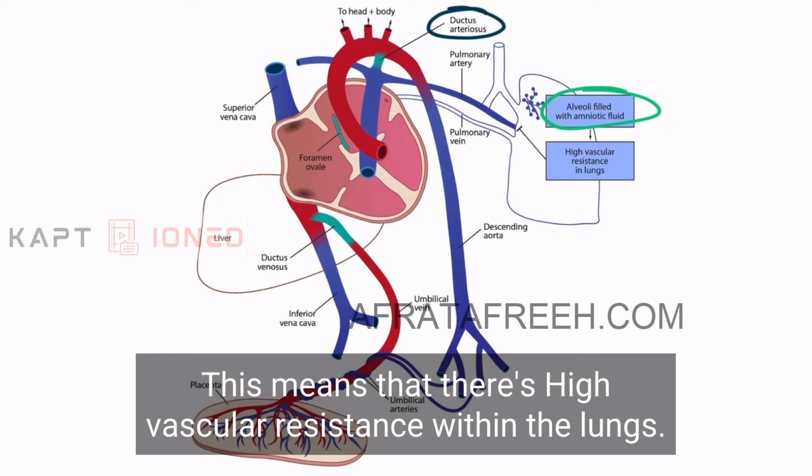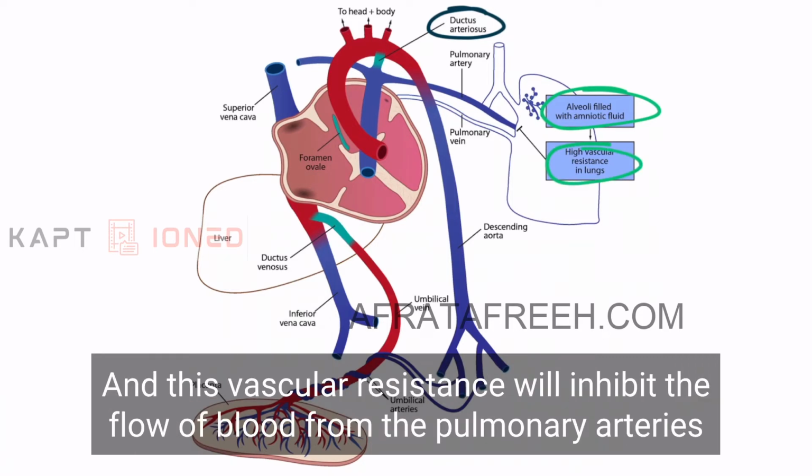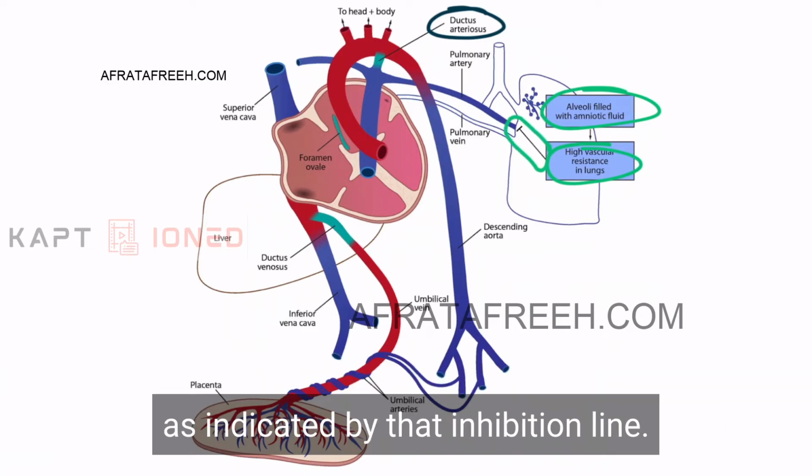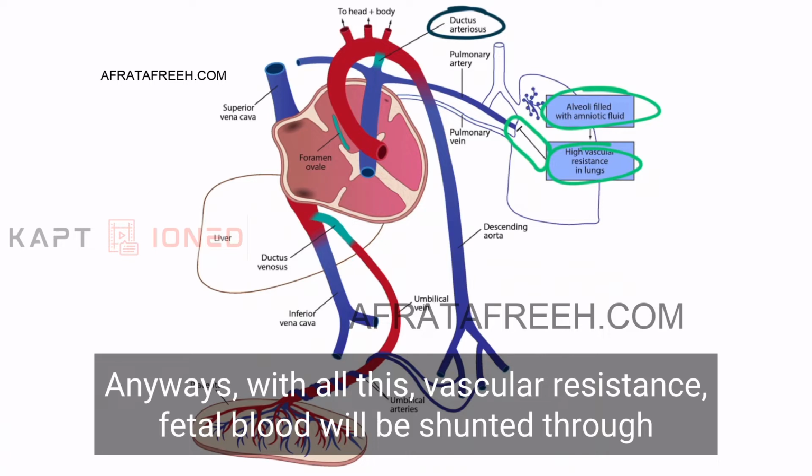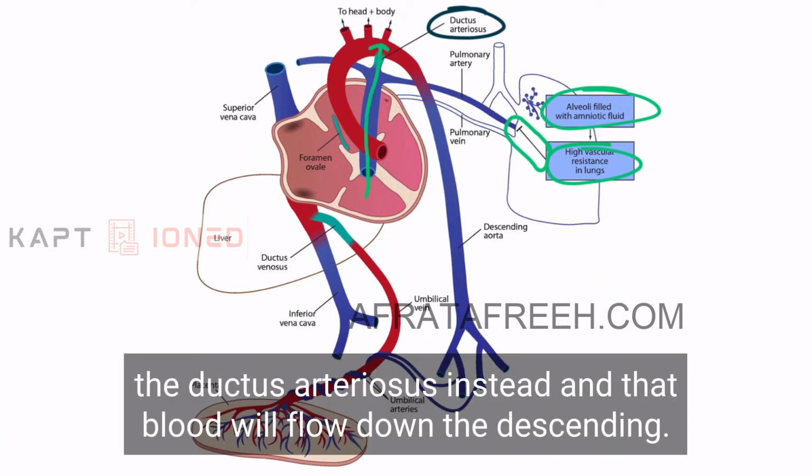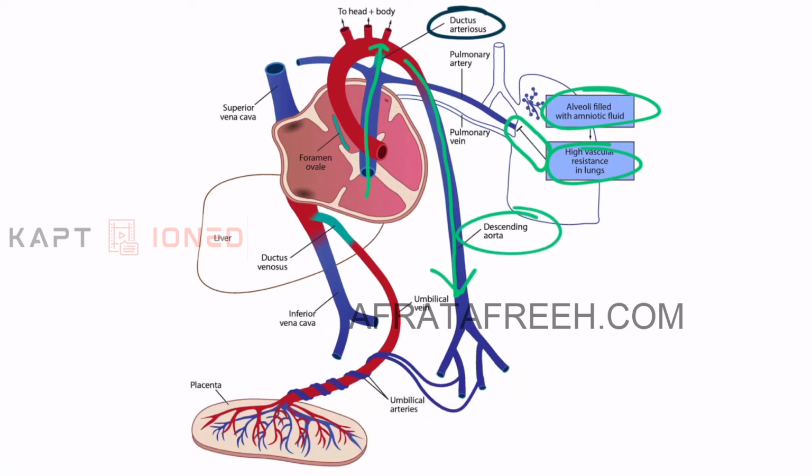This means that there's high vascular resistance within the lungs, and this vascular resistance will inhibit the flow of blood from the pulmonary arteries, as indicated by that inhibition line. Anyways, with all this vascular resistance, fetal blood will be shunted through the ductus arteriosus instead, and that blood will flow down the descending aorta.